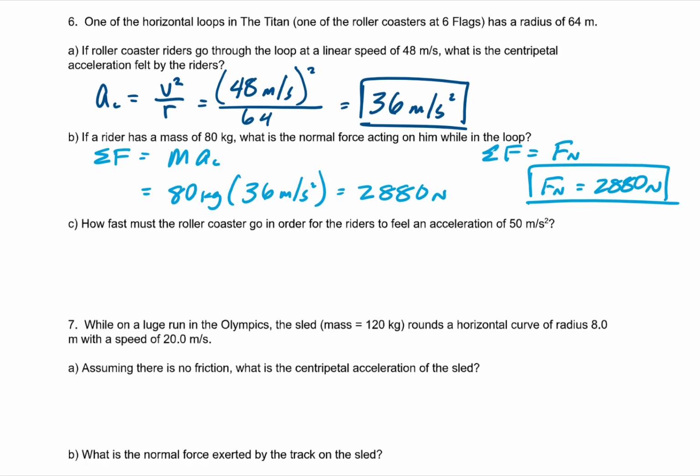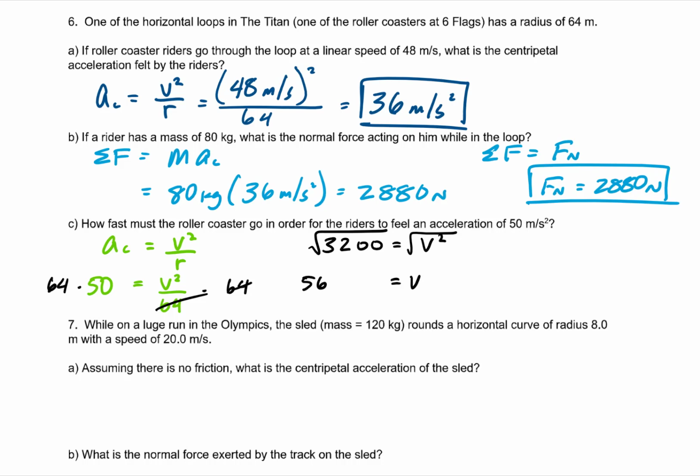How fast must the roller coaster go for them to feel an acceleration of 50 meters per second squared? Centripetal acceleration is v squared over r, but here I want the acceleration to be 50, so that's going to equal the velocity squared divided by the same radius as 64 meters. So we're going to multiply both sides by 64. That goes away. When we do that, we get 3,200 is equal to the velocity squared. So we're going to take that, square root both sides, and that velocity comes out to be 56.6 meters per second. That's how fast we have to go to get this bigger centripetal acceleration.